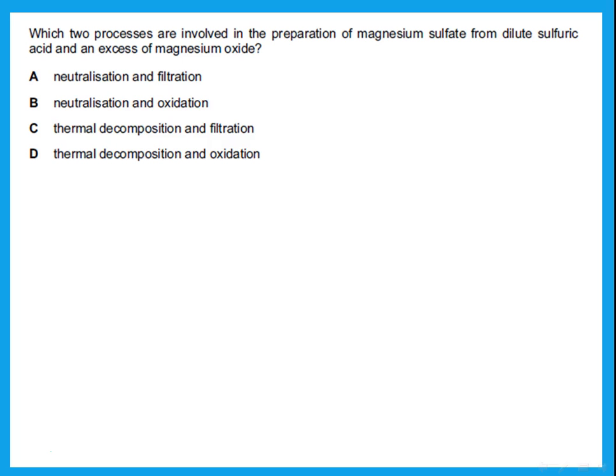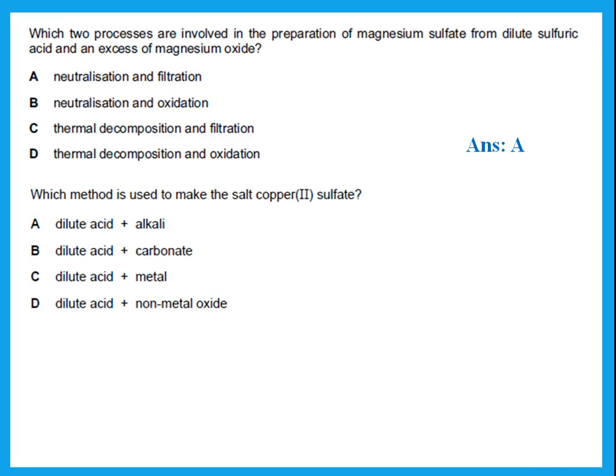Okay, so let's try this question. Which two processes are involved in the preparation of magnesium sulfate from dilute sulfuric acid and excess magnesium oxide? Okay, which method is this? The first question I ask myself is, which method is this? I'm trying to make magnesium sulfate, and I'm starting with magnesium oxide, and he's telling me I'm going to use excess. Magnesium oxide is a solid. That means I'm using the method called neutralization. So neutralization, and then after that, what should I do? I should do filtration. Okay, so he's talking about the neutralization process.